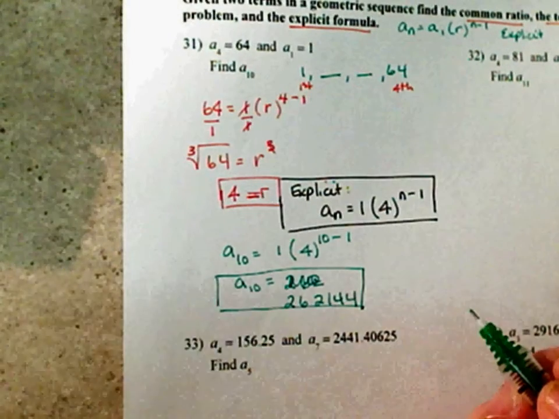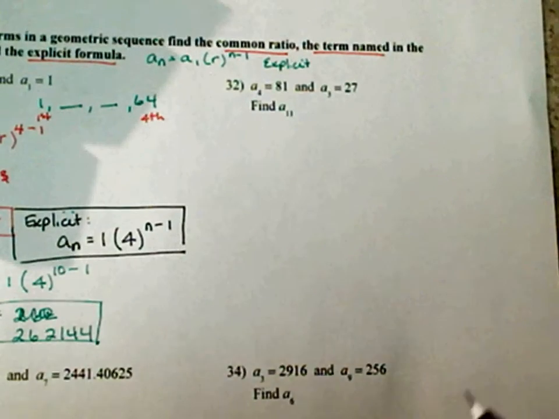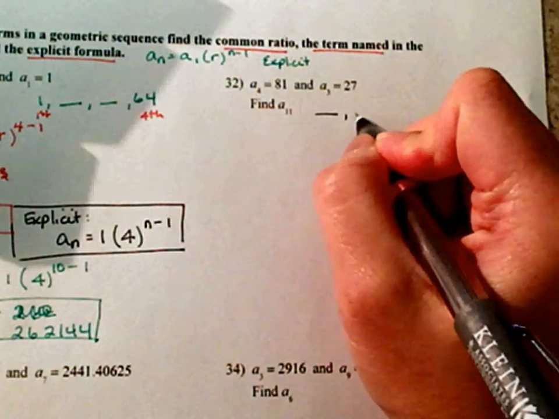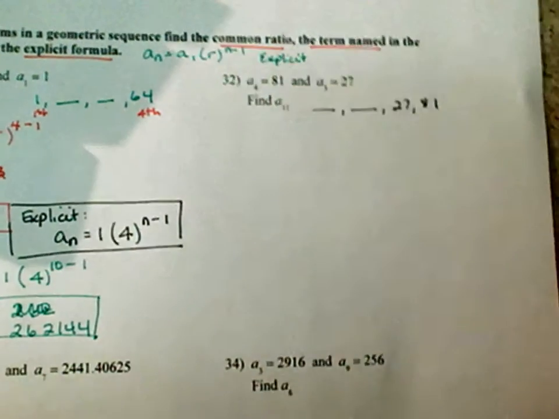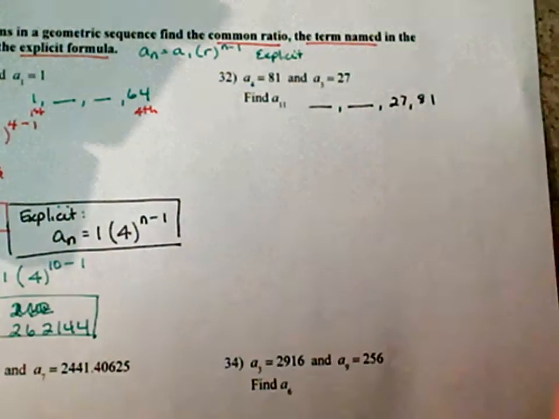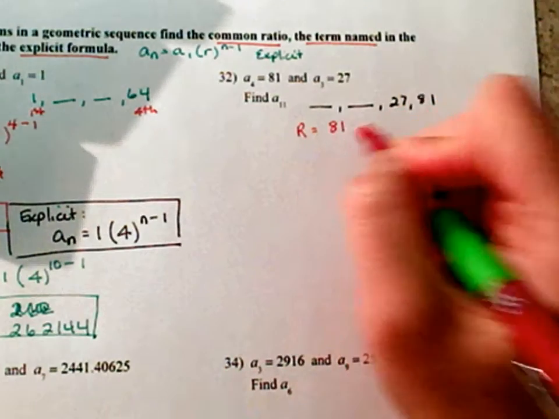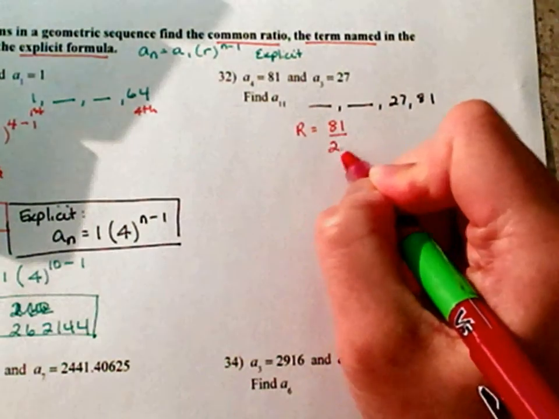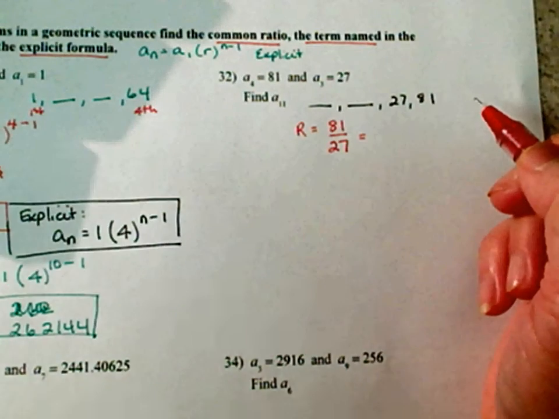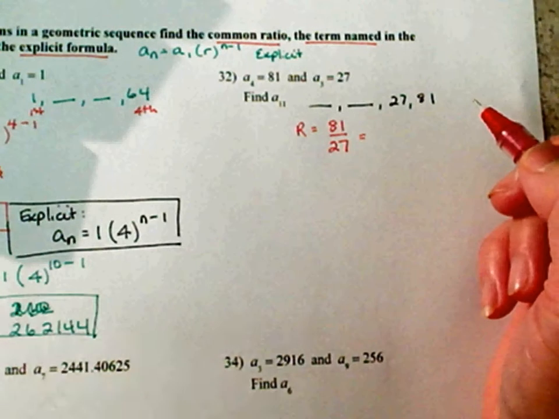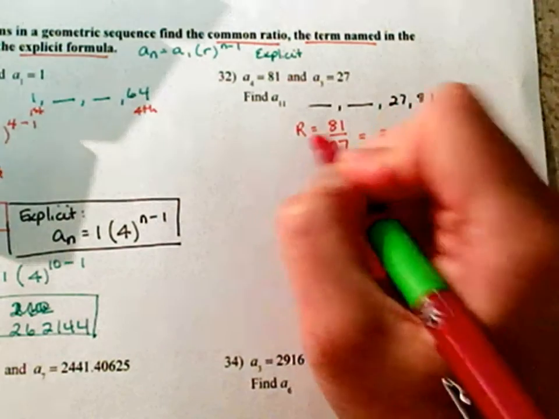Okay? Let's go to number 32. Here we go. You don't know the first term. You don't know the second. The third is 27, and the fourth is 81. Okay? So now, the ratio on this one's real easy. So how do you find that ratio? You take that 81 divided by the previous term, which is 27, and 81 divided by 27 comes out to be 3. Okay? So there is your common ratio.